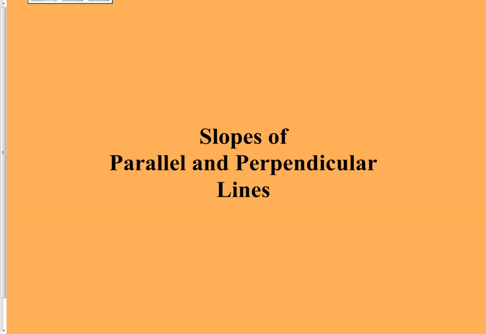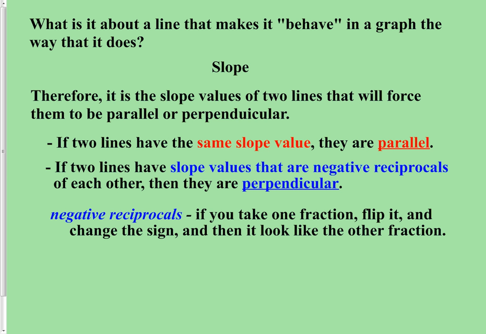Okay, and that finally brings us to the last lesson, which we looked at earlier today, which is the slopes of parallel and perpendicular lines. Now, we already know well by now that it is the slope value of the equation that causes the line to behave in different ways. So if two lines want to be perpendicular to each other or parallel to each other, it's going to be a comparison of their slope values that allows them to do those things.